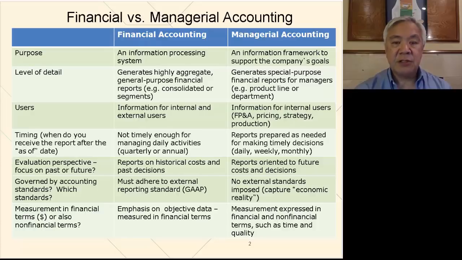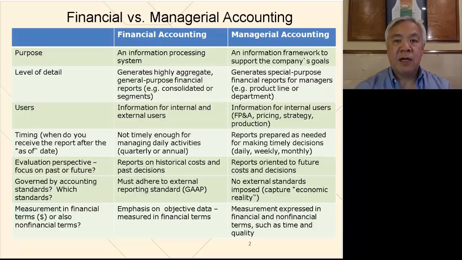As far as evaluation, do you focus on the past or future? In financial accounting, the perspective is definitely in the past because we take very few risks and make forward-looking statements. However, for managerial accounting, we need the facts as far as what has occurred, but our goal is to look forward and make decisions that affect our futures.